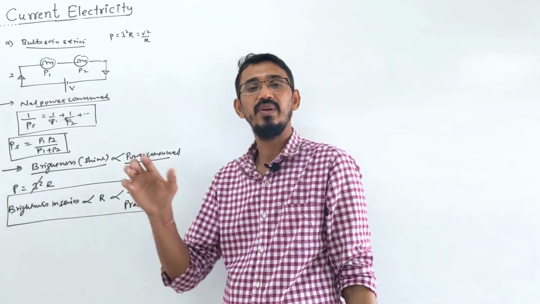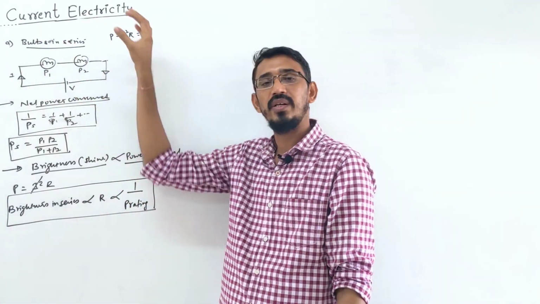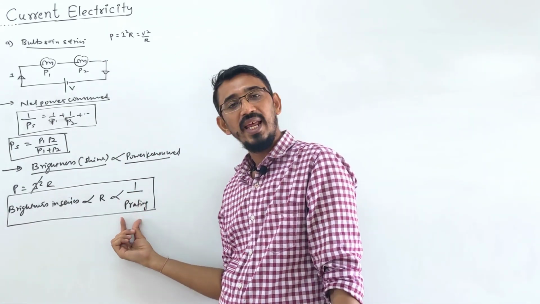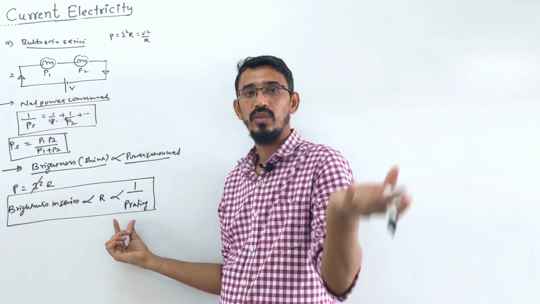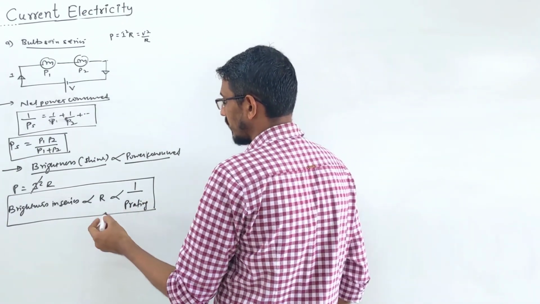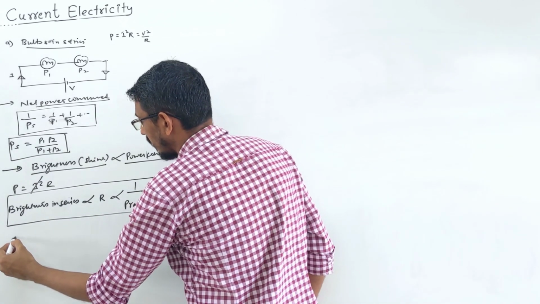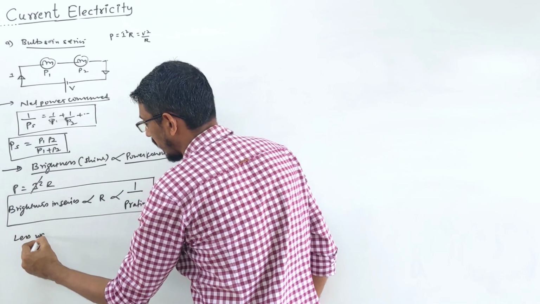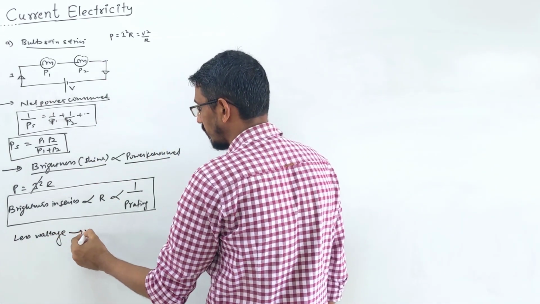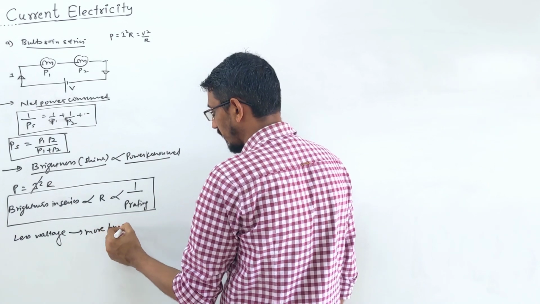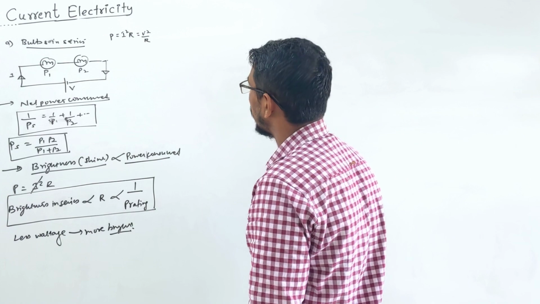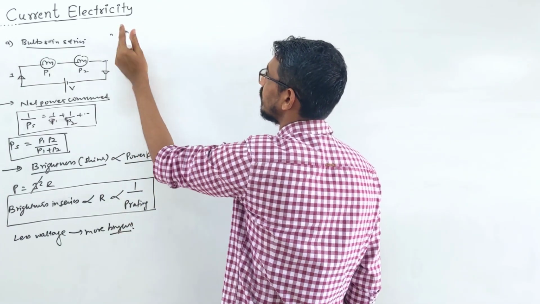Power rating will be given to you. This is a 60 watt bulb, this is a 100 watt bulb, and connected in series, which will glow more brightly? What is the answer? The less the power rating, the more it will glow. Okay. So remember this properly, power rating. Or you can say less wattage, more bright. This happens in series. Okay. Yes.